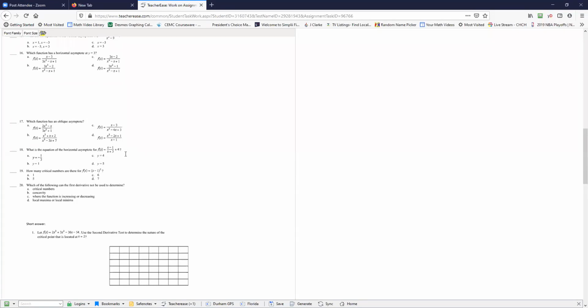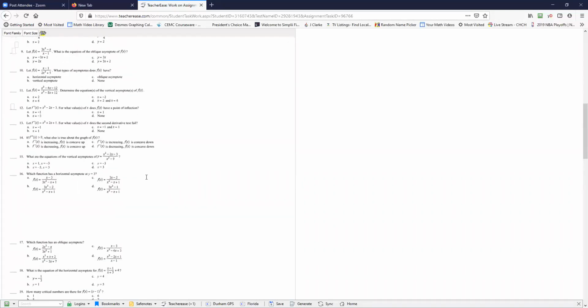And so when you compare those two lead coefficients, 5 and 1, you can see that the ratio of those two lead coefficients is 5. So that means y equals 5 is the answer for that one. Everybody good with that so far? Okay. All right. Anything else from the multiple choice? 16? Right. Sure.